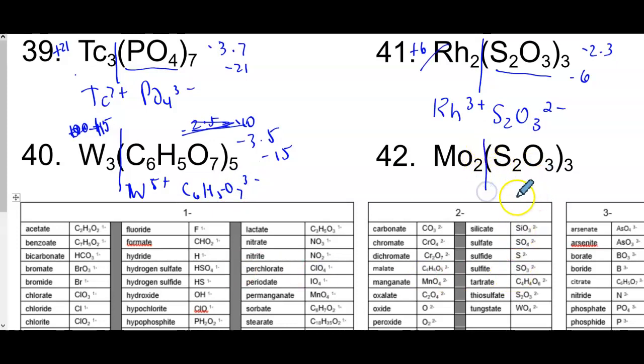Split this. Look up this and see that it's a negative 2 times 3, which is negative 6. So we need a 6 plus here. 6 divided by 2 is 3. So Mo 3 plus, and then S2O3 2 minus.